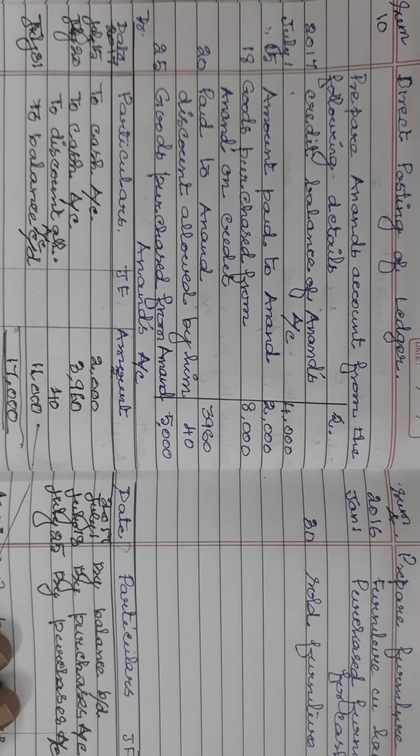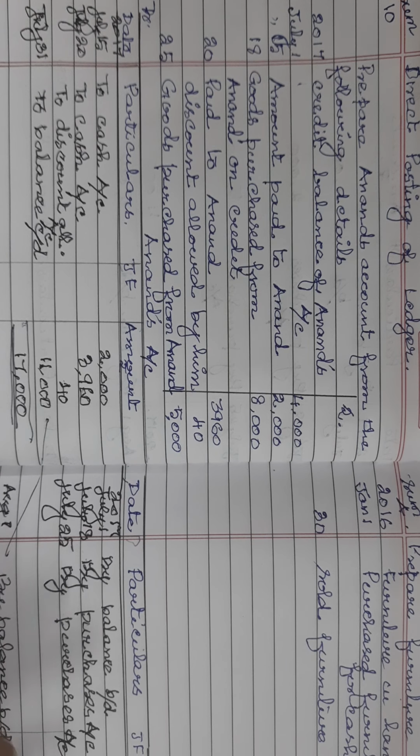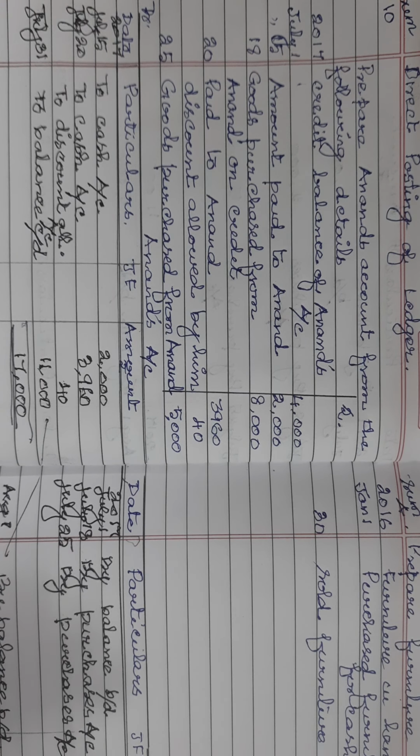Hope you are very clear with all these things. First thing is that you have to identify the account. Then you should know the rule, and then you should start posting them in the ledger.